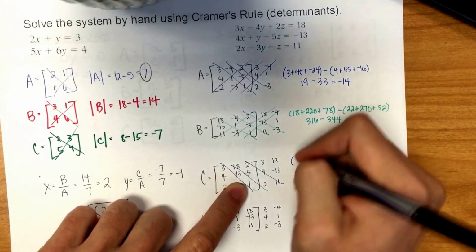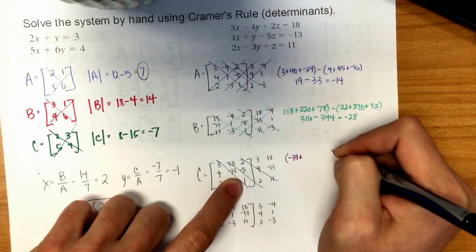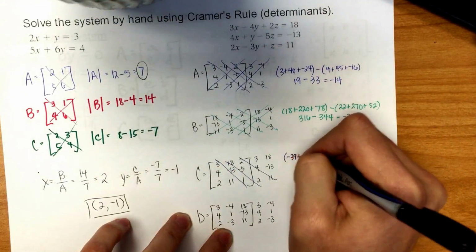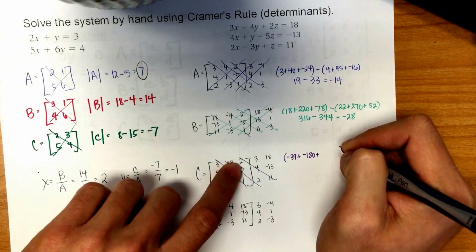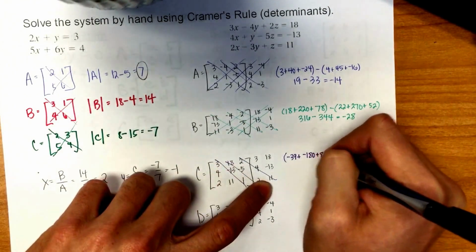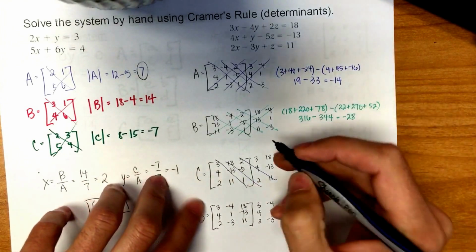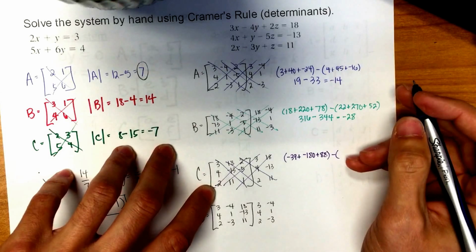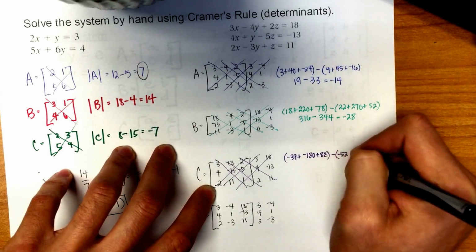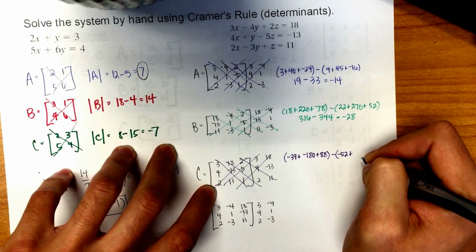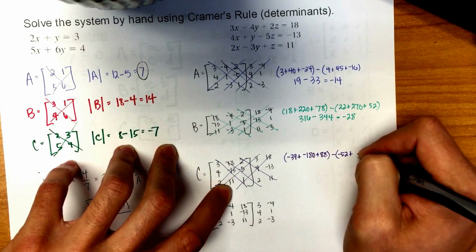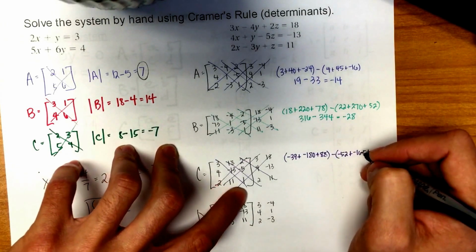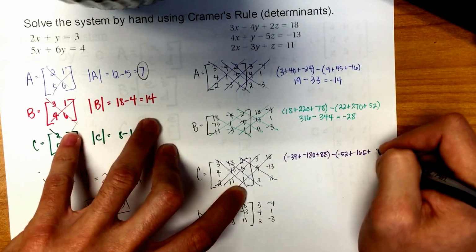3, negative 13 and 1, negative 39. 18, negative 5 and 2 gives me negative 180. 2, 4, and 11 gives me 88. Then we go up the diagonals. First diagonal is going to give me negative 52. Second diagonal is going to give me negative 165. Third diagonal is going to give me 72.